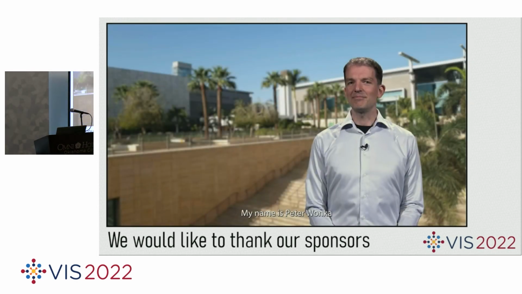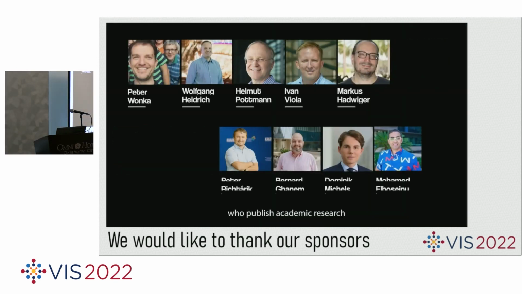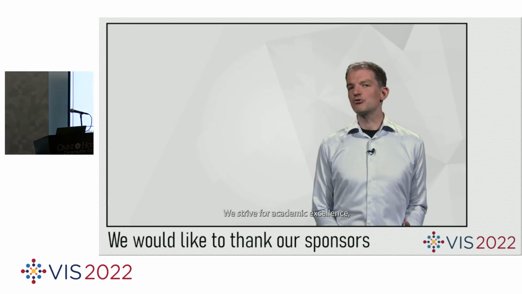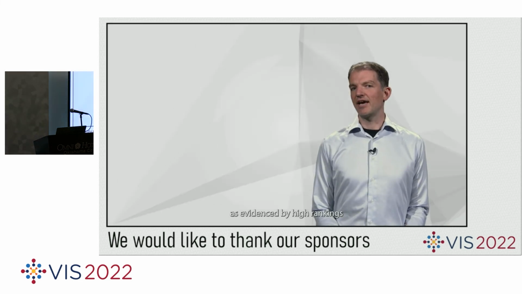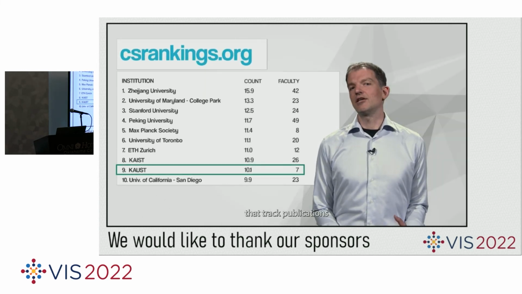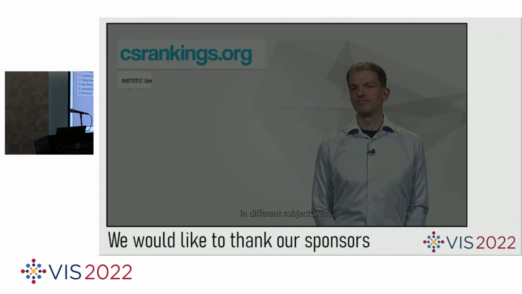Hello, my name is Peter Wonka, and I will present an overview of the Visual Computing Center at KAUST, also called VCC. The VCC currently has 9 faculty members who publish academic research in the areas of computer vision, computer graphics, visualization, and machine learning. We strive for academic excellence, as evidenced by high rankings from websites, such as CS Rankings, that track publications in the best conferences in different subject areas.